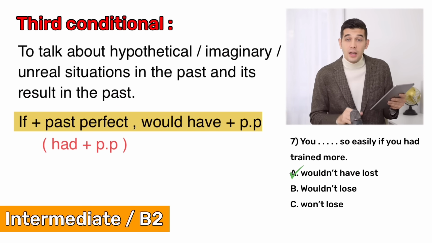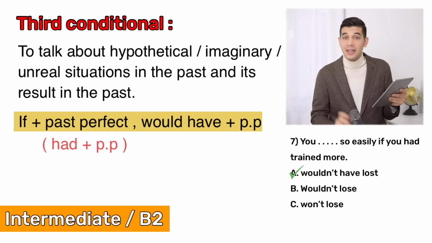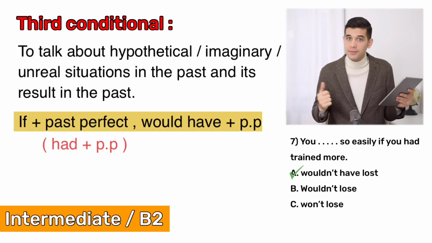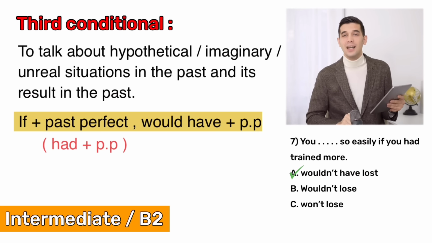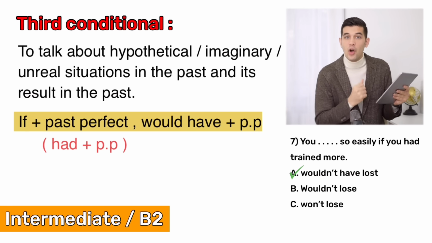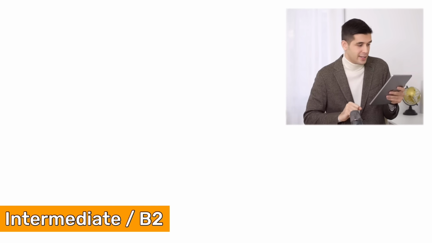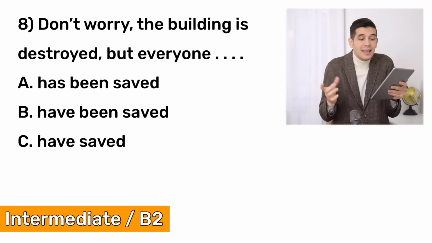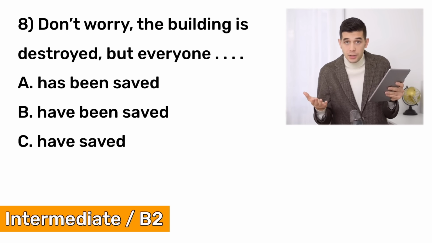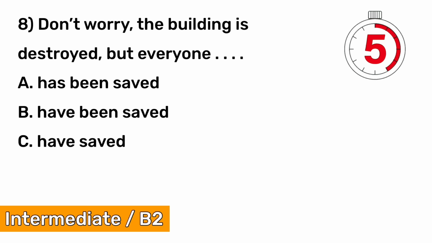Now, look at the if clause in the question. If you had trained, this is past perfect. So the other clause should be would have plus past participle of the verb. But pay attention to the meaning of the sentence. The meaning of the sentence requires a negative verb here. Wouldn't have lost. Moving on to question number 8. Don't worry. The building is destroyed, but everyone has been saved, have been saved, or have saved.